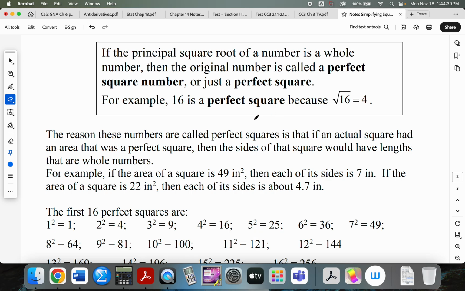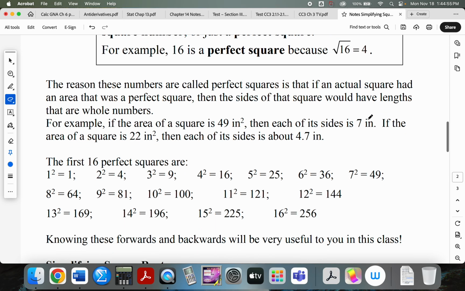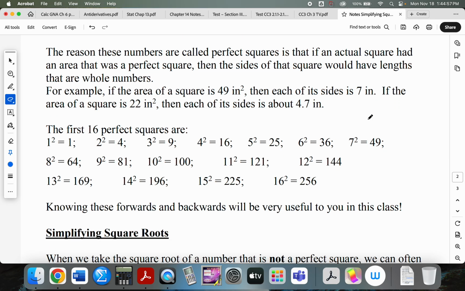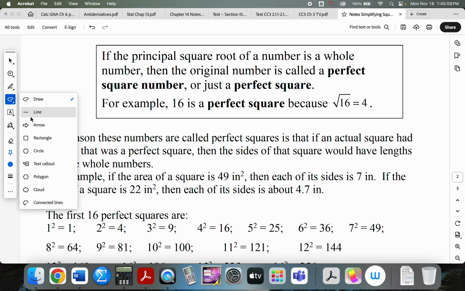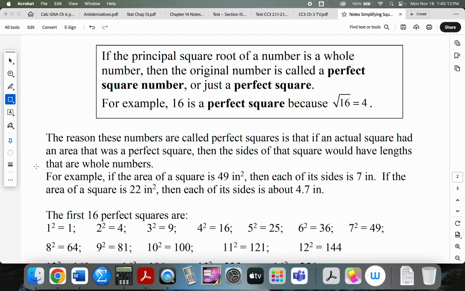Usually instead of saying a perfect square number, we just say a perfect square. For example, 16 is a perfect square because the square root of 16 is 4. It's a whole number. It's not an irrational number. So the reason these are called perfect squares is that if an actual square had that area, then the sides of the square would have lengths that are whole numbers. So if I have a square, you don't need to draw this, just watch for just a moment.